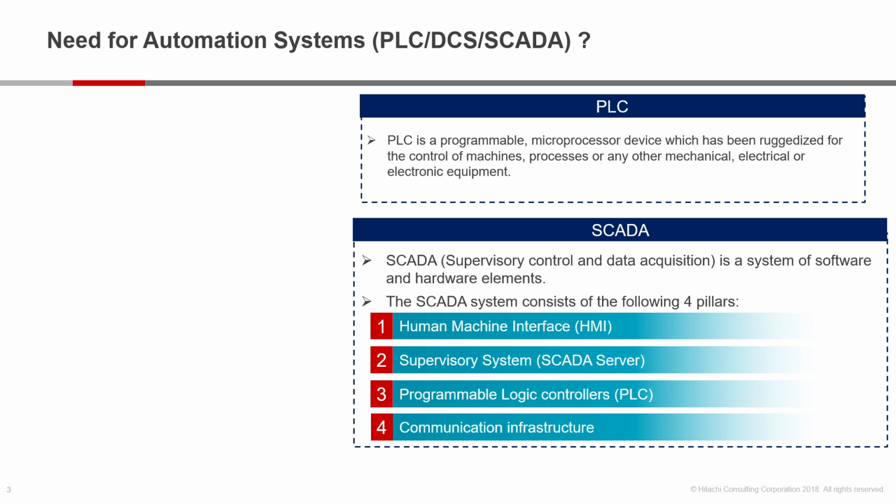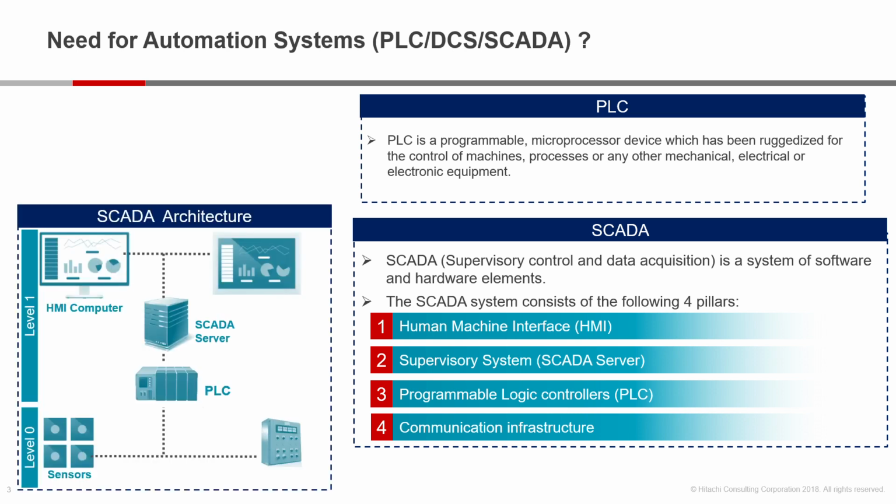And along with PLC, a few years later came the entire SCADA system. SCADA stands for Supervisory Control and Data Acquisition. So SCADA comprises of four things, which we'll also understand through the architecture, which is a human-machine interface, which is generally in the form of a PC from where you control the entire process. And then the supervisory system, which is the server itself, where all the signals are logged continuously. And then the programmable logic controller, the PLC, which is the controller or the microprocessor, which is easier to understand. And then the communication infrastructure.